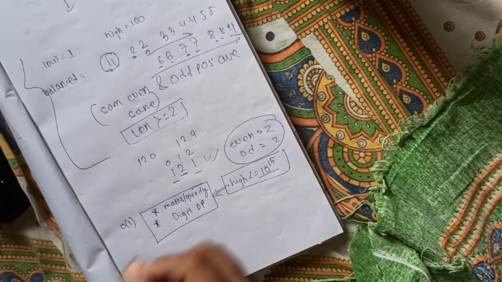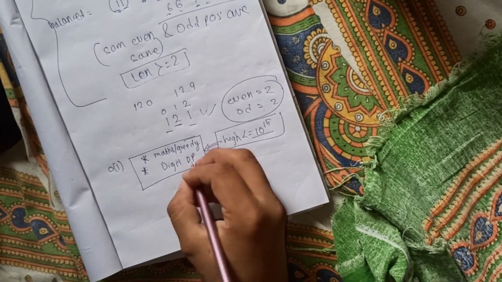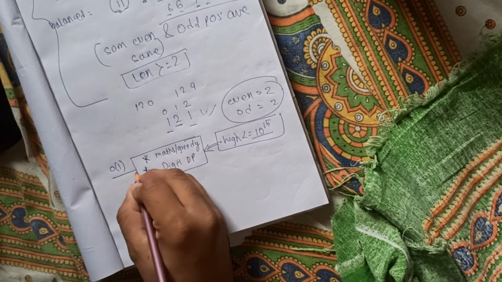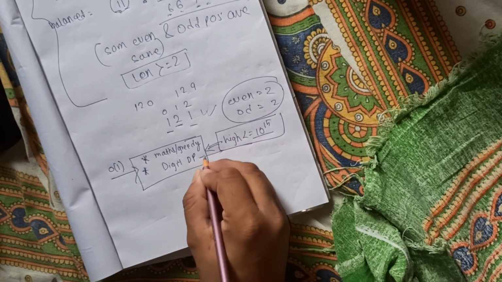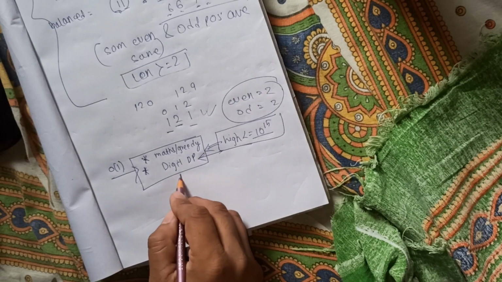I hope it was visible in the camera, sorry. Yes, in this time constraint these two will be used, right? So this problem will be solved using digit dp, right?